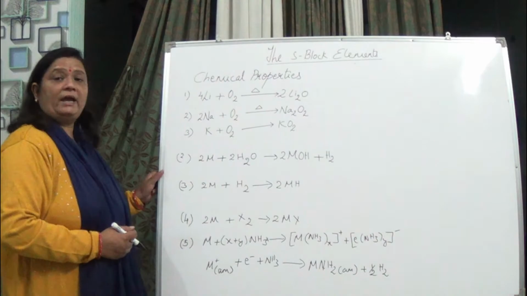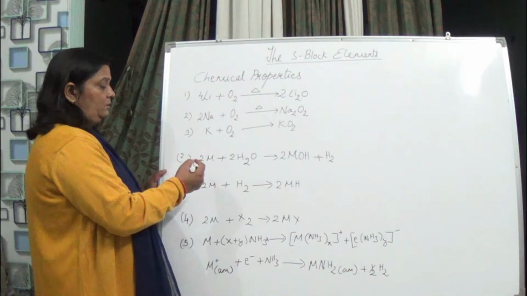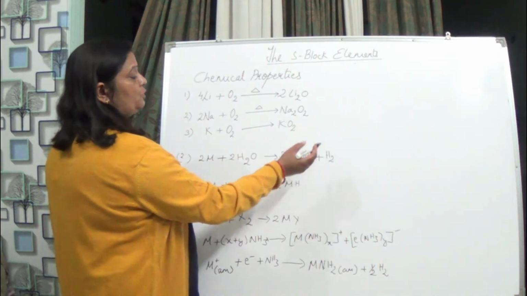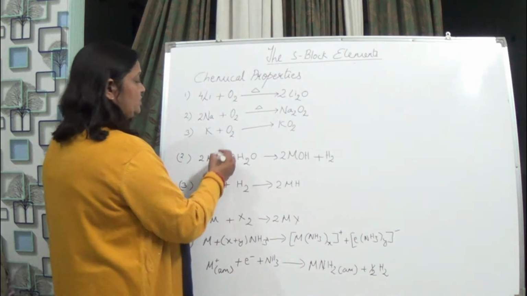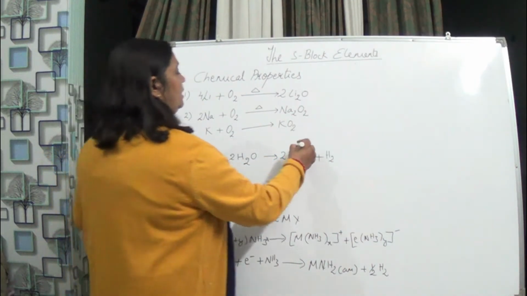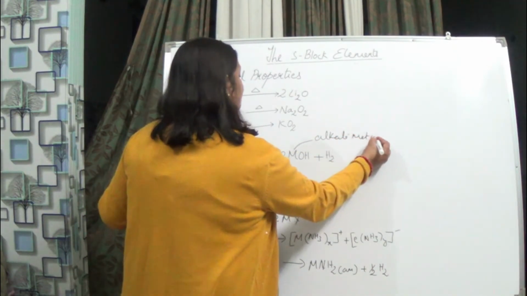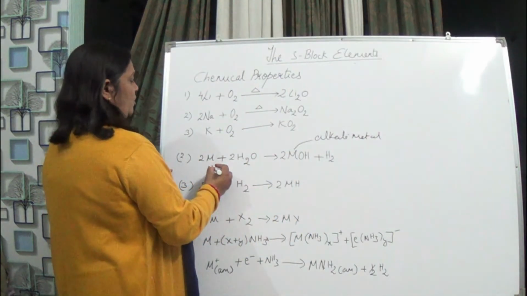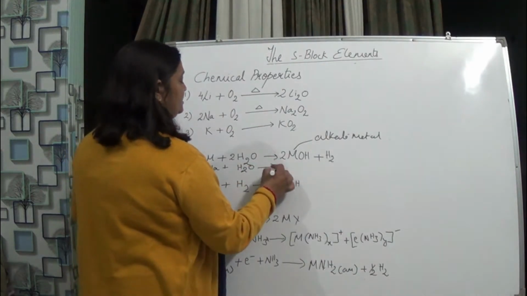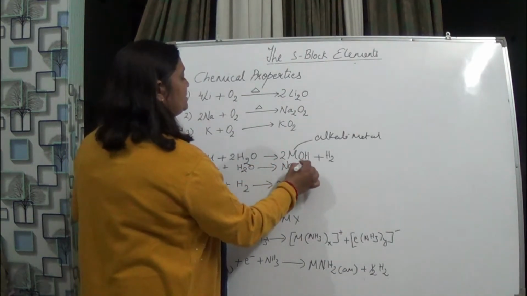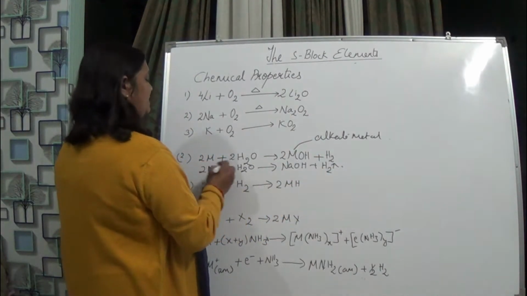Now, how do they react with water? Here I have written a general reaction: 2M plus 2H2O gives 2MOH plus H2. Let's take a specific reaction, because here M represents an alkali metal. So we take Na plus H2O. It gives NaOH, plus H2 gas is evolved. Okay, so balance the equation.